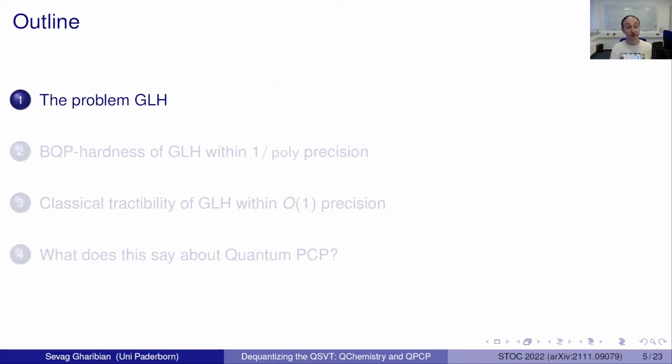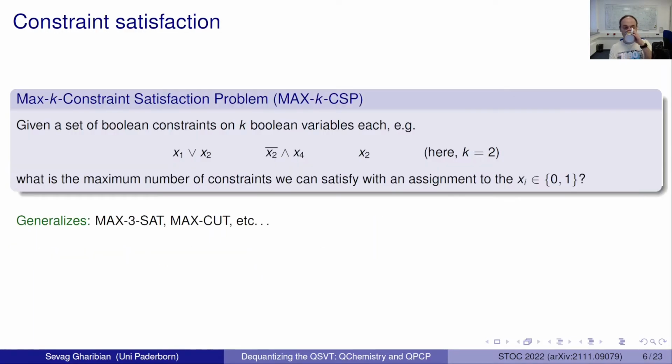Good. So let's start with the definition of the problem GLH. GLH is basically going to have to do with quantum constraint satisfaction. So let's go back to the very beginning and talk about classical constraint satisfaction first. I assume many of you are familiar with this. The starting point is Max k-CSP. This is just a problem on n bits, and you've got Boolean constraints, each of which acts on k variables at a time. So k might be 2 in this example.